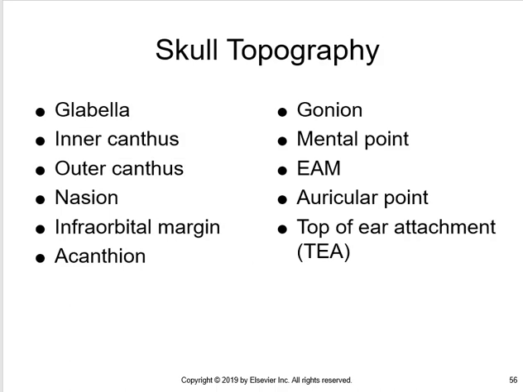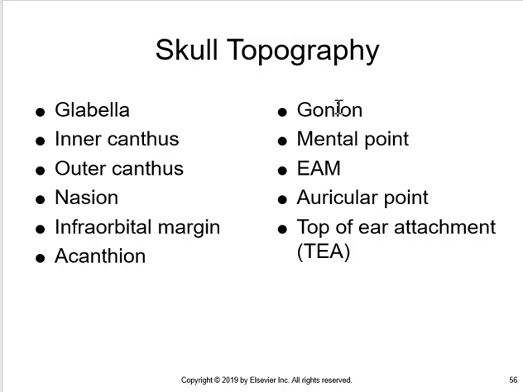So topography, the things that you need to know and the points that you need to know are the glabella. When we talked about the glabella, the inner canthus, which is where the eyelids come together right beside the bridge of the nose. The outer canthus, which is exactly the opposite, is the edge of the eye on the outside. The nasion we talked about. The infraorbital margin is just the bottom of the eye socket. The acanthion we talked about, and that's the bottom of the nose attachment.